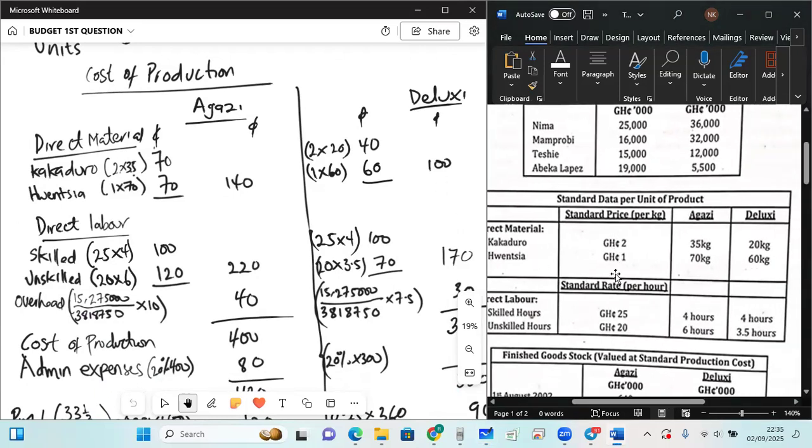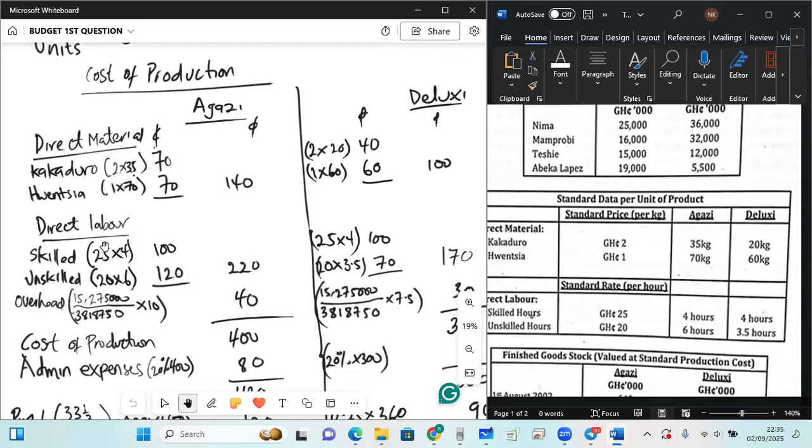All right. So now we use 20 kilogram here for the luxury, and then 60 kilogram of Hintian for what? The luxury as well. And it costs 2 CD when we are using kakadu, and it costs 1 CD when we are using Hintian. That's why you are seeing this here. And multiply, you are getting 40 and 60 respectively, making our total material cost for the luxury to be 100.